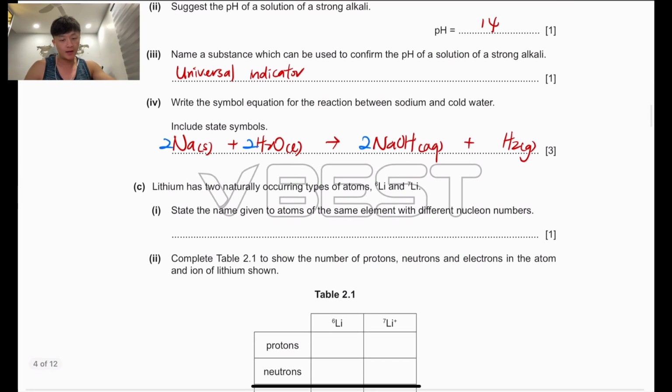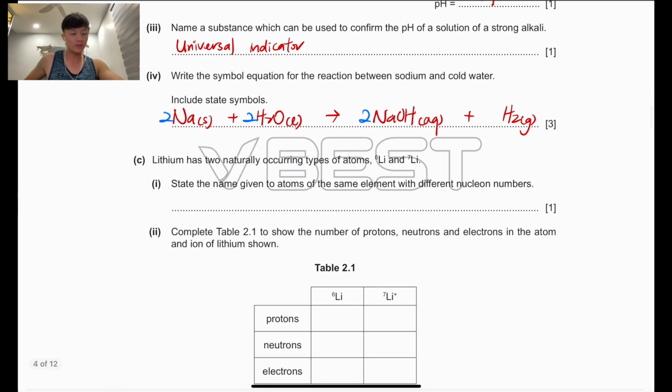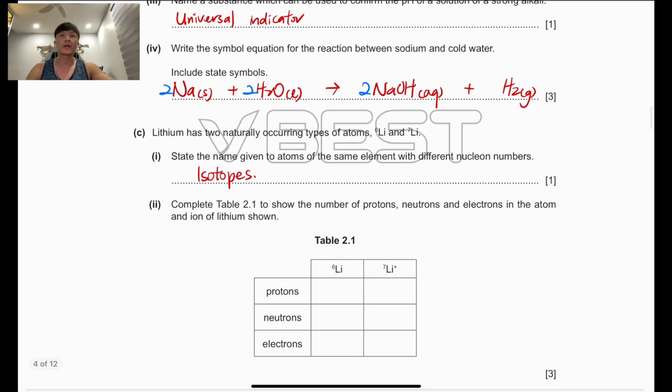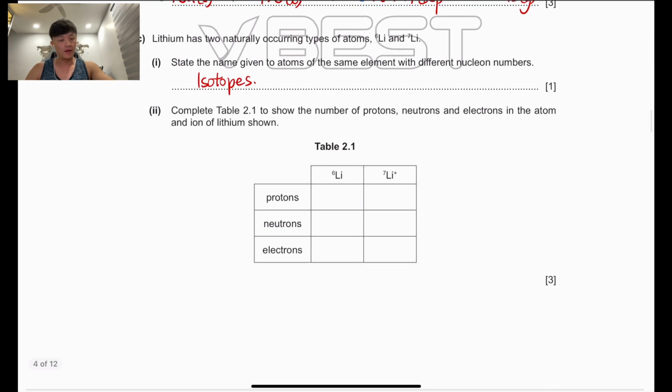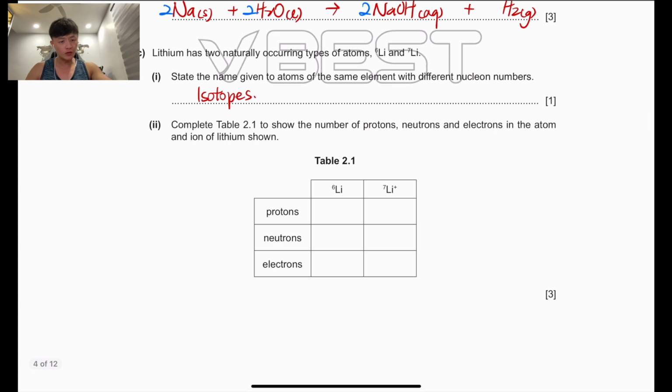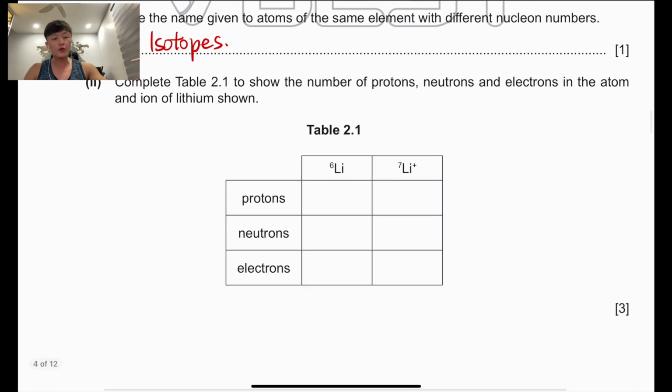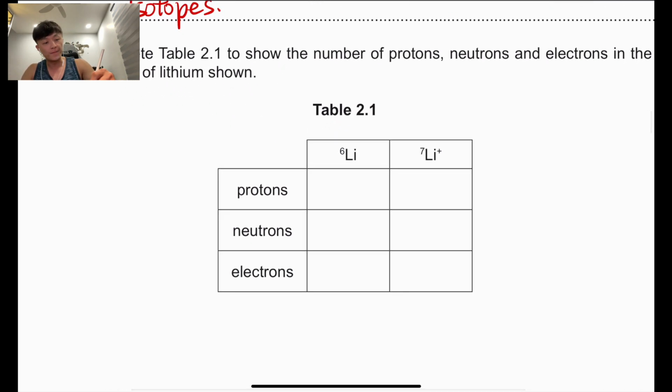Okay, then the name given to atoms of the same element with different neutron numbers. So it will be isotopes. Okay, next, give me this. So it's given to you, remember, the number at the top left hand corner, isn't it? Stand for what? Okay, the mass number, P plus N. So if you check on the periodic table, what is the proton number for lithium? Okay, so it will be 3. So neutrons, 6 minus 3, you get 3.